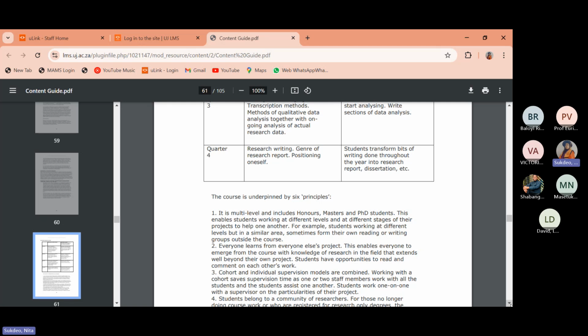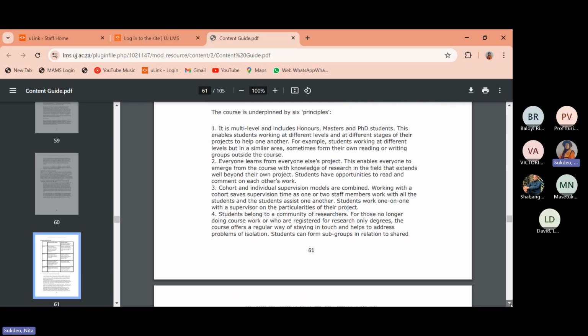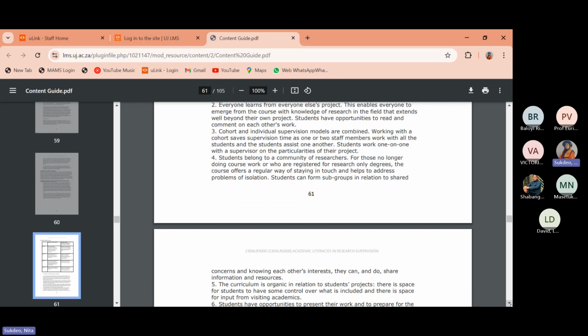You can read up on the courses underpinned by six principles, which was the multi-level, including honors, masters, and PhD students, and at those different levels, how do they read and how do they write? Everyone learns from everyone else's project, like I said, working in groups and learning from each other. Cohort and individual supervision models are combined. So whether you have it in a big cohort group or you just have individual one-on-one supervision sessions with your supervisor.